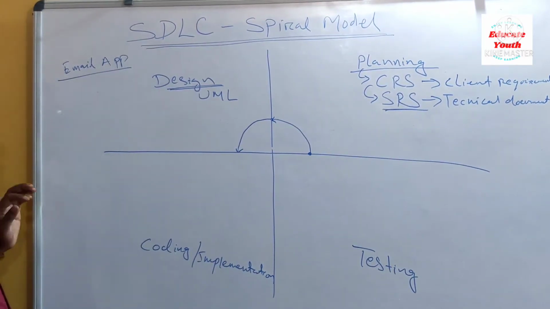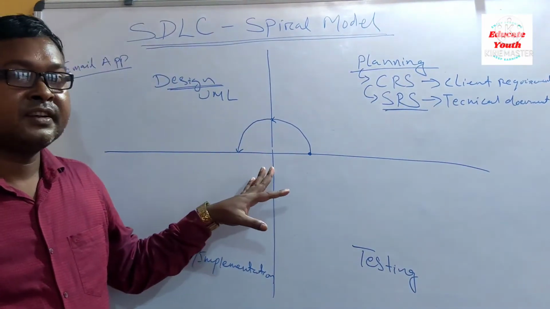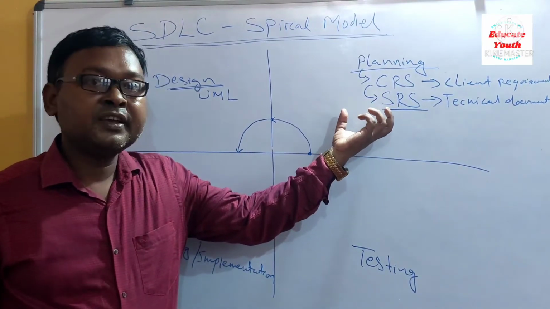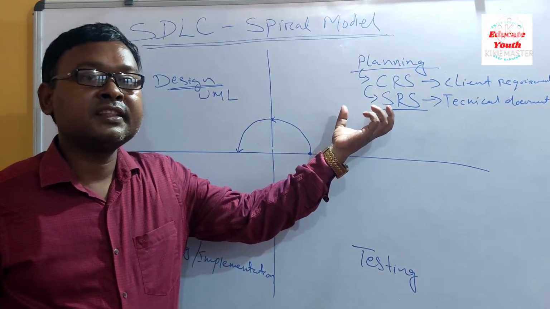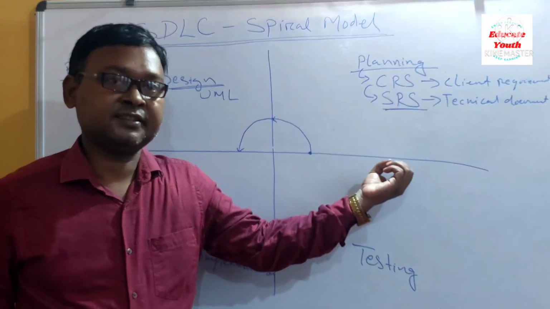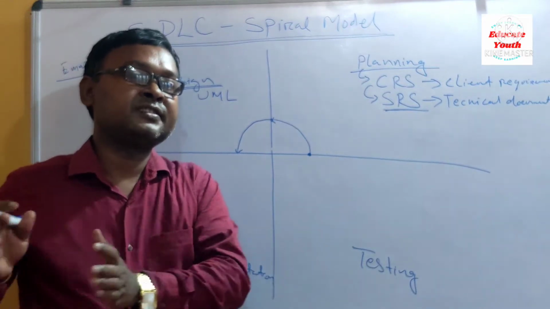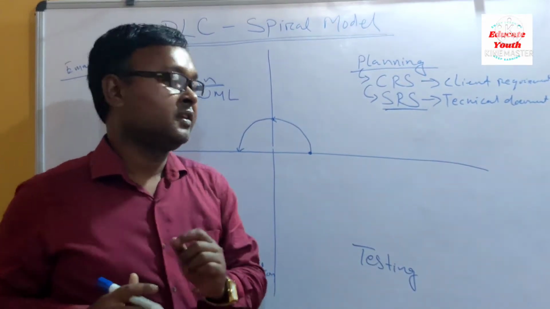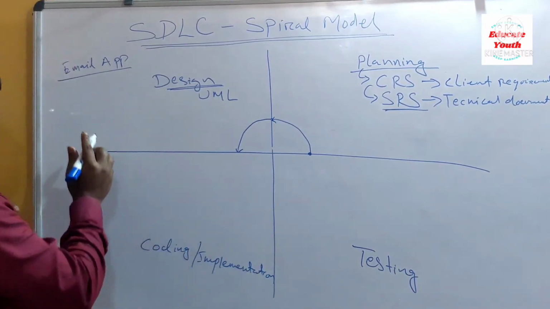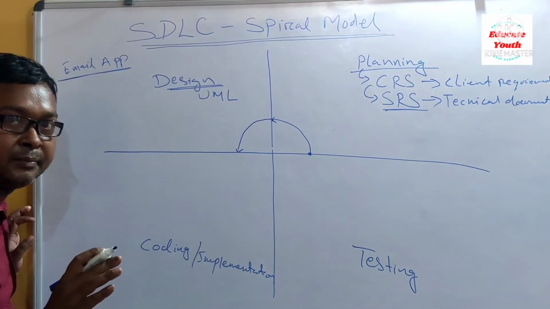So in the spiral model, just try to understand that in the planning phase, there is no need of gathering all the requirements and putting them in the SRS. You can gather all the information in a stepwise way also. Stepwise way means, I am going to develop the email app.